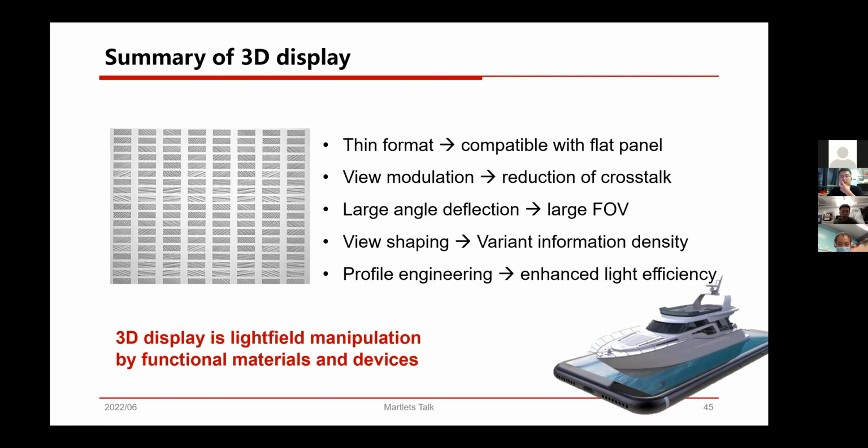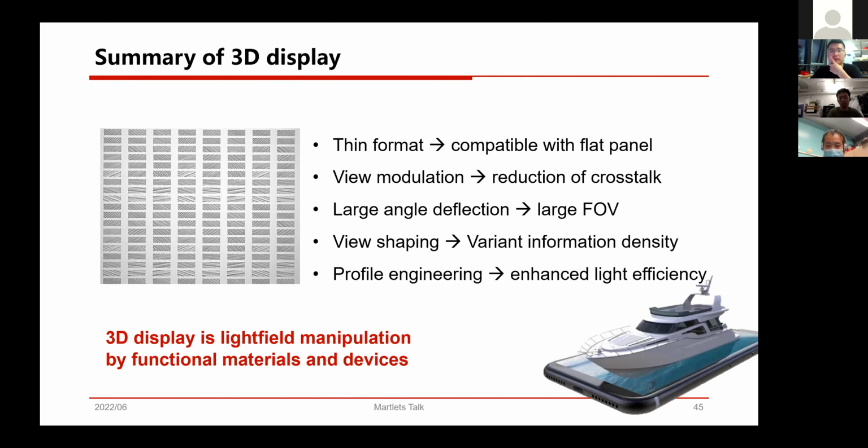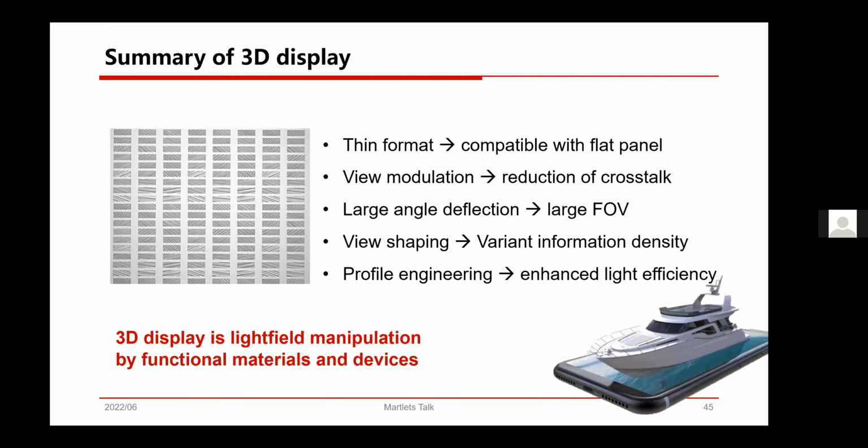To summarize my talk, there are several benefits to using pixelated nanogratings to modulate the light field pixel by pixel, rather than the field by field strategy used in others' work. The first benefit of pixelated nanogratings is the scene format. It is compatible with a flat panel, and it is compatible with the electronic devices that we use daily. And the pixelated nanogratings can be used to manipulate each view so that the crosstalk can be greatly reduced and the visual fatigue can be eliminated.